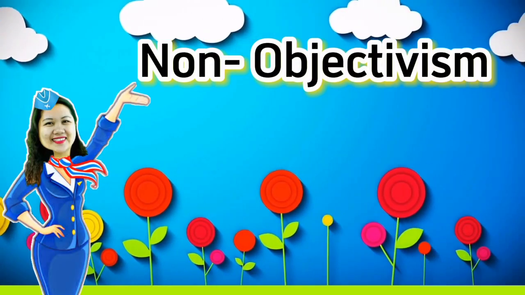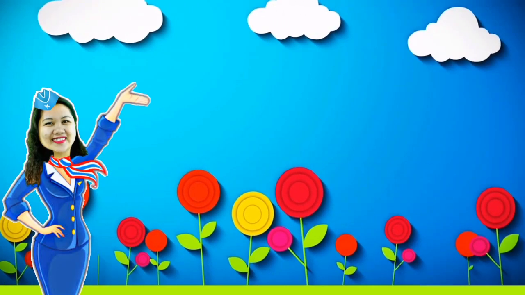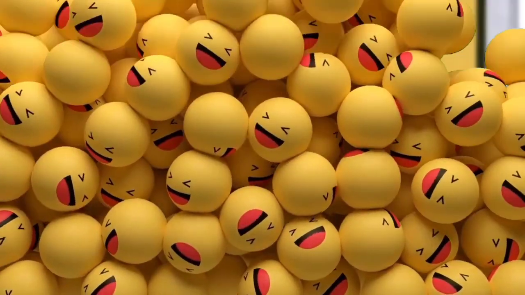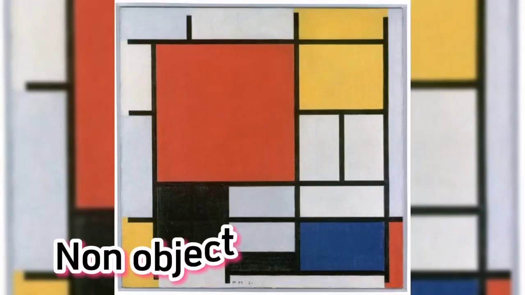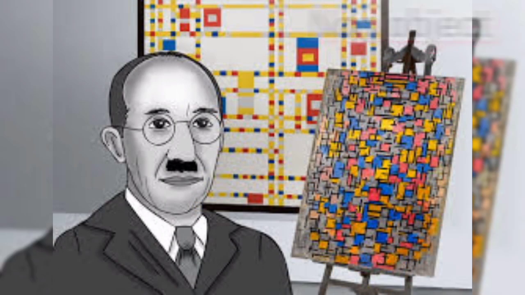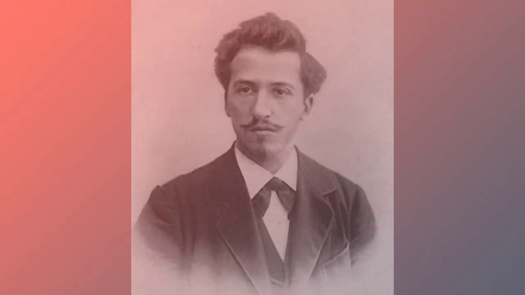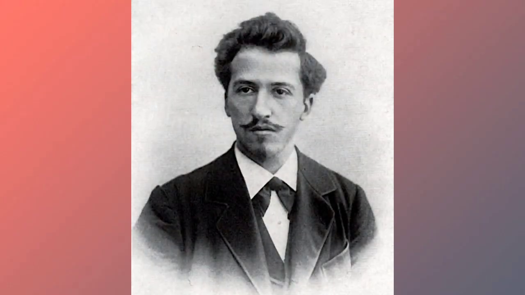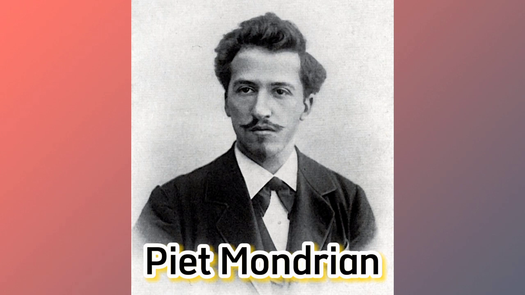The last one is non-objectivism. From the term non-object, works in non-objectivism did not make use of figures or even representation of figures, just like in this oil painting of Piet Mondrian, New York City. He just used lines of primary colors to represent his idea of his subject using non-objectivism.